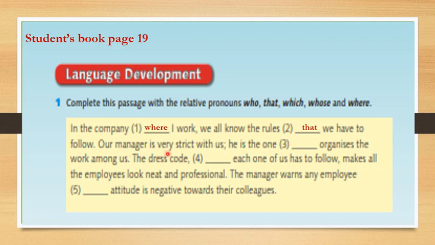Our manager is very strict with us. He is the one organizes. Look here, the one, it refers to the manager, and manager is a person. So he is the one organizes. And look here, after the gap we have a verb. And usually when we have a verb after the gap, we use who. So, the one who organizes the work among us.